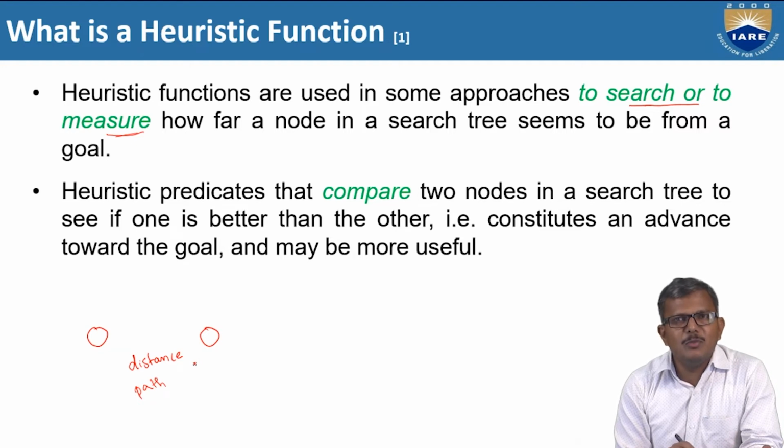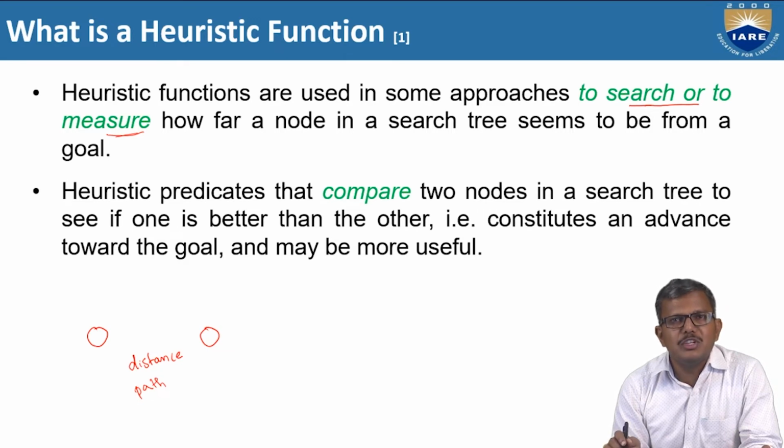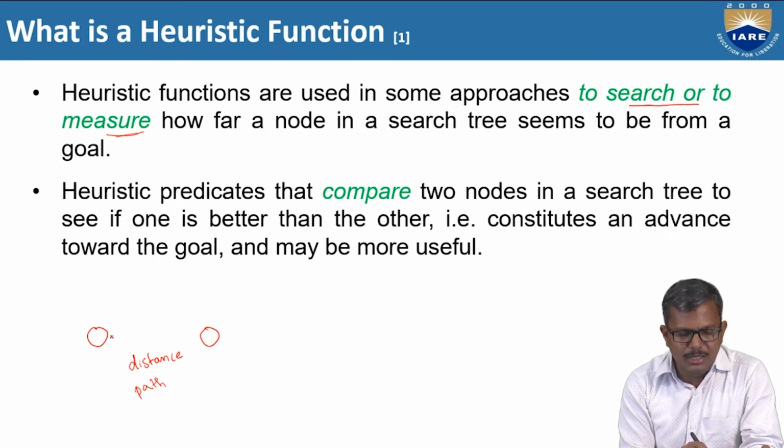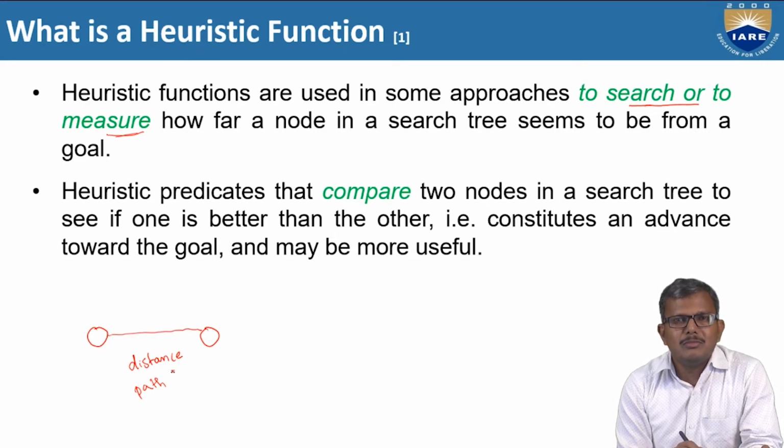Means with the help of this heuristic function, you can do two things: either you can perform the search or you can perform the measure. Search is nothing but identifying the path between these two points. Of course, moving directly from initial state to goal state is not possible unless your state space has only two nodes. But if there are other nodes, definitely you need to identify which path is the better one.